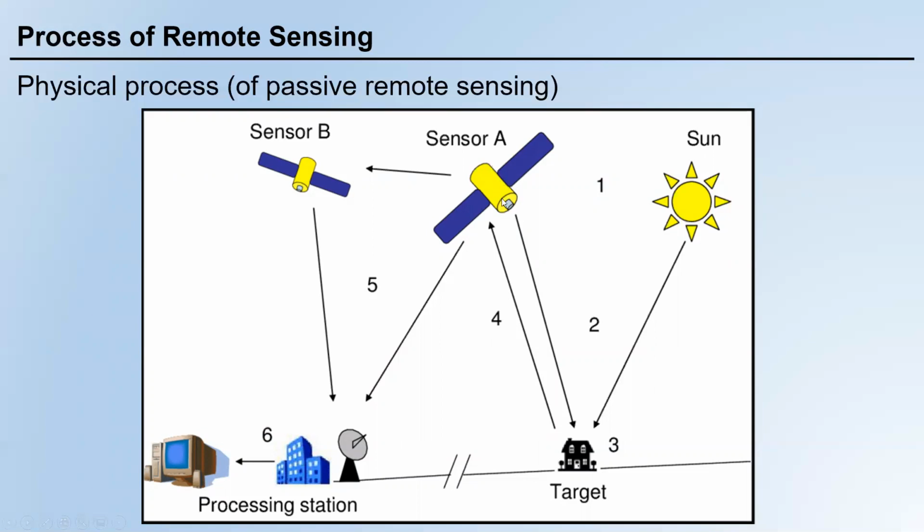Okay, so when sensor A gets the information needed, it can just transmit the information back to the ground, to a satellite station or to another sensor. But eventually, the ground station will collect the data acquired by this sensor A. And as a user, we can use the data. We can process the data to do analysis, and we can find some facts about this target. So this is a very general, but I would say a very accurate, process of passive remote sensing. Now you don't have to memorize each step here, but you should have this impression about the physical process of passive remote sensing.